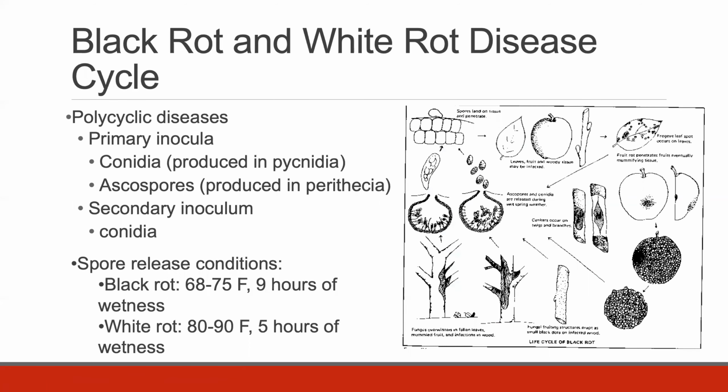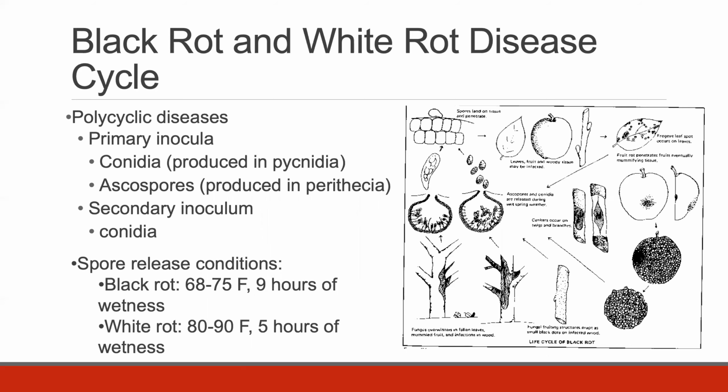So black rot and white rot have a similar disease cycle. The cycle shown here is for black rot, so it includes a foliar infection. However, white rot does not have that foliar infection phase. Both diseases are polycyclic diseases. The primary inocula are conidia and ascospores. The conidia are produced in pycnidia and the ascospores in perithecia.